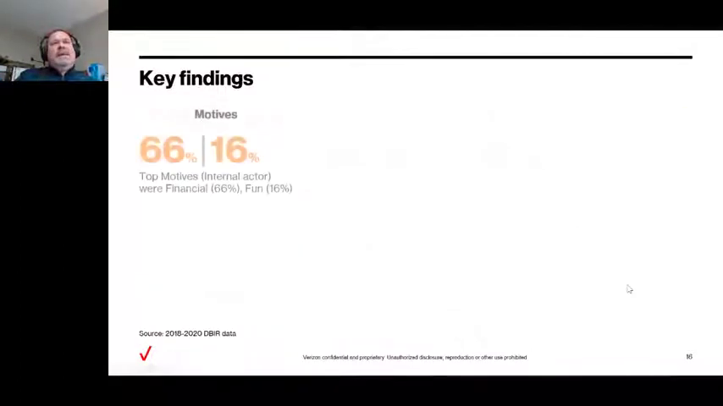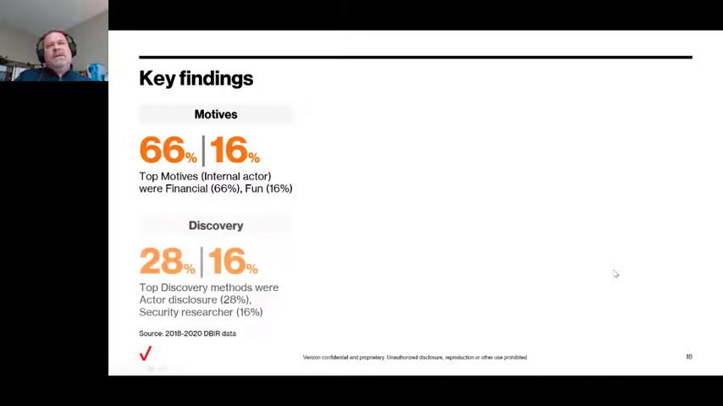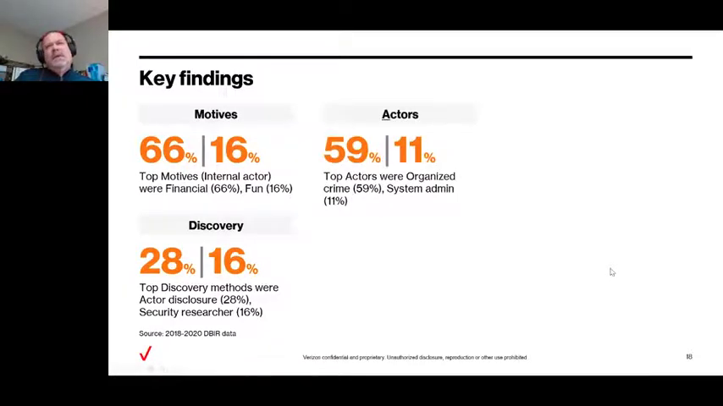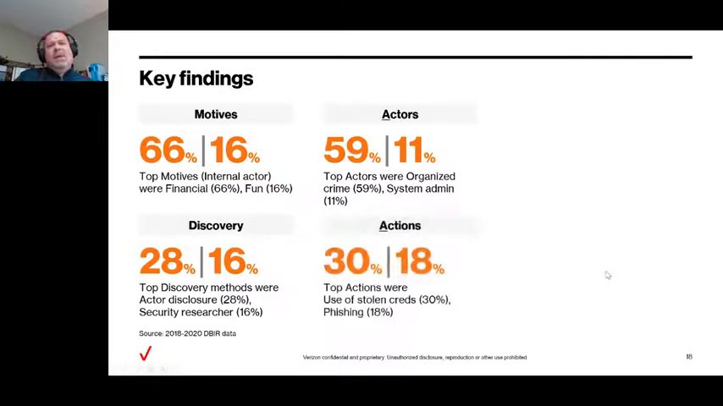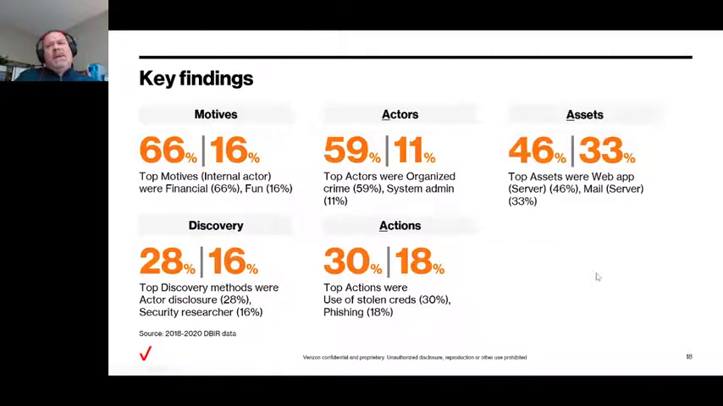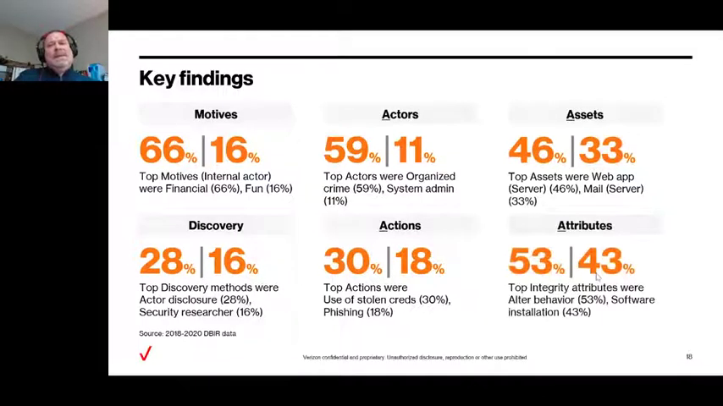So in terms of the way forward, key findings: motives for internal actors and external and partner actors are all built around financial motive, with fun at 16% for internal actors. Discovery is actor disclosure at 28% and security researchers at 16%. When we look at the A4 threat model, we're talking about organized crime at 59% in terms of top actors. And when we're looking at the top actions, it's use of stolen credentials and phishing. Finally, top assets were web application servers, and then the mail servers at 46% and 33%. And then when we look at the integrity attributes, it's alter behavior 53% and software installation at 43%.